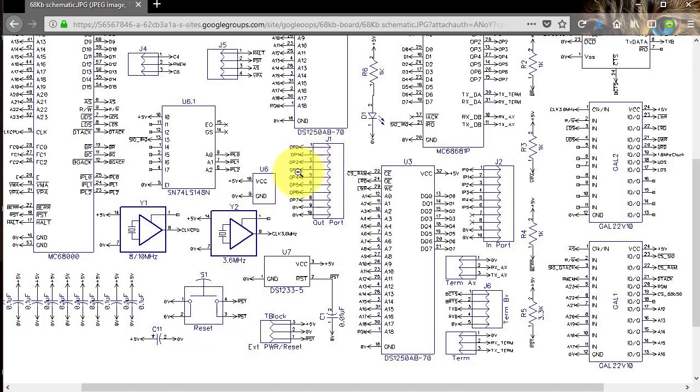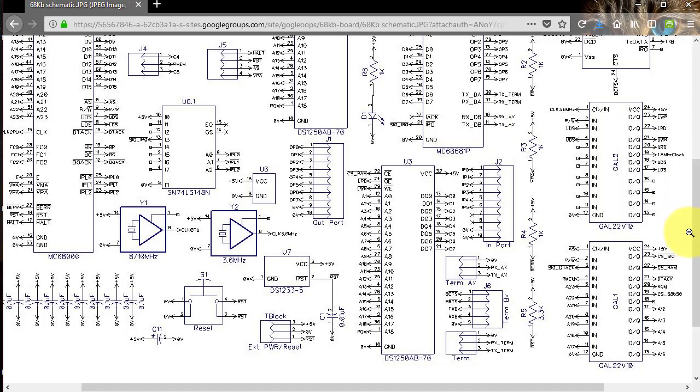This is basically the output port of the 68681 there, and it's got 8 pins as an output, and it provides only like 6 pins as input. And the 2 terminal connections are marked RX and TX term, which is the primary one. This is the secondary or auxiliary one that comes from there.